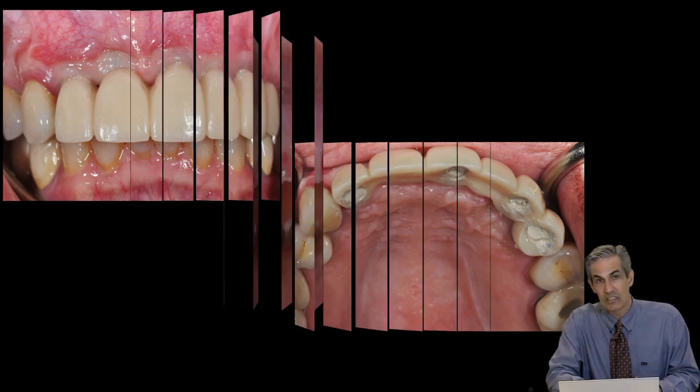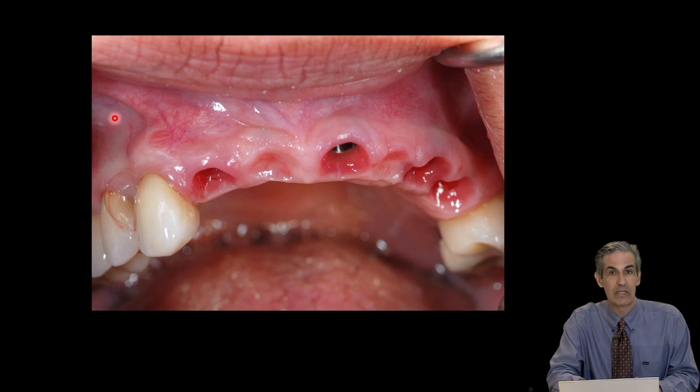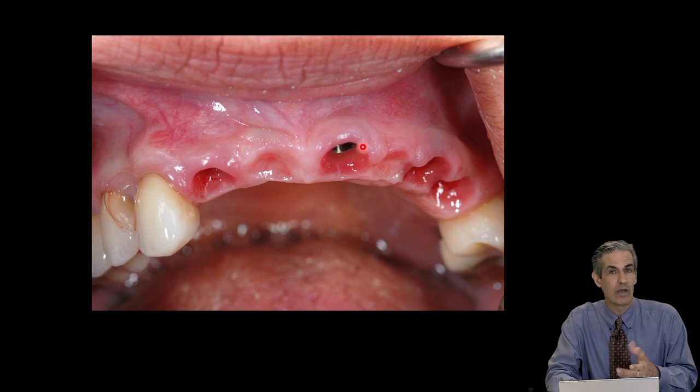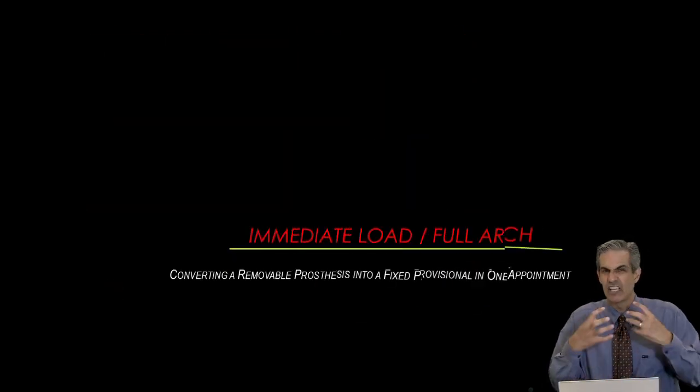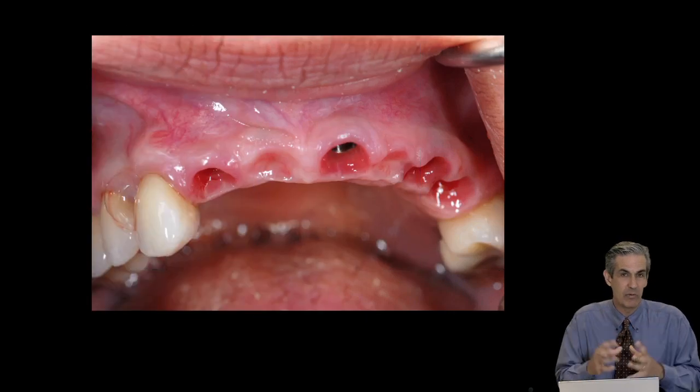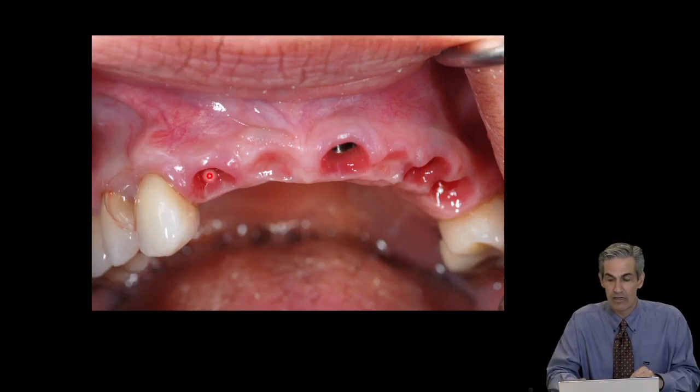Usually waiting about 6 months, we create the ovate shape we'd like to see. We create the emergence profile we'd like to see over the top of our implants, and we're ready to take a final impression. Especially on this case, because the tissue is very fibrotic and very stable, we just seated impression copings and went ahead and took our final impression to make the final bridge.